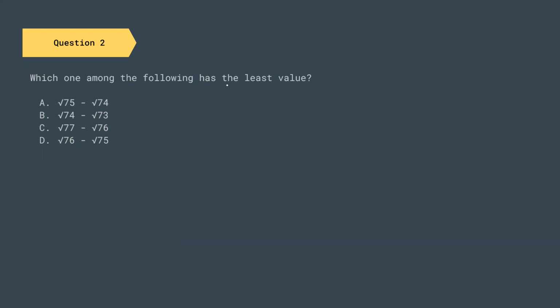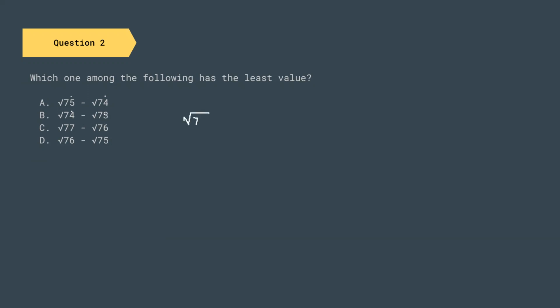Which of the following has the least value? What is the particular way to do this? You can find root 75 minus root 74 and find this value, then root 74 minus root 73 and find this value, and so on and so forth. This is going to take a lot of time. So now let us see how we can easily do this.